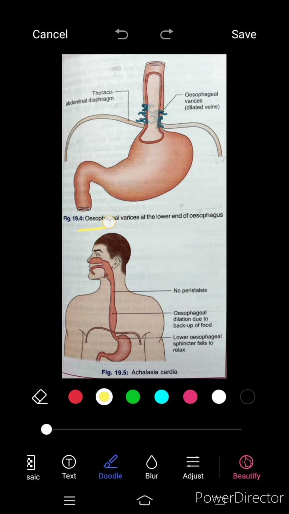Here we can see the figure of esophageal varices at the lower end of the esophagus. So in portal hypertension, the anastomoses open and form venous dilations that are called esophageal varices, and their rupture causes severe and dangerous hematemesis, that is vomiting of blood.